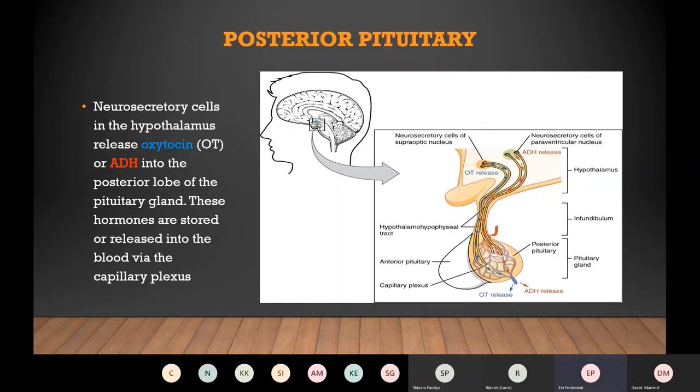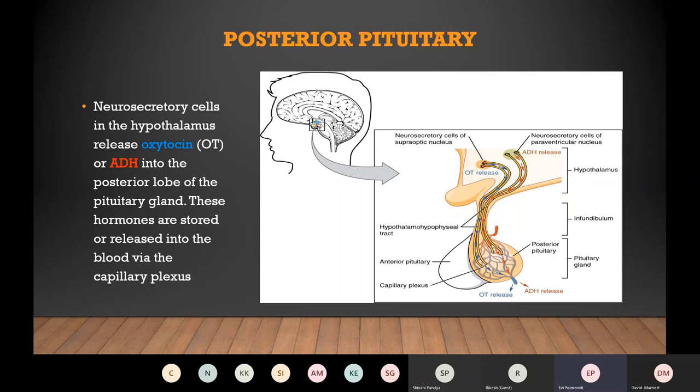Going a little bit further into the pituitary gland right now. As we said, we have the anterior and the posterior pituitary. The posterior releases two hormones, oxytocin and ADH, antidiuretic hormone. What is nice about these two hormones is that they're not actually produced by the posterior pituitary. They're produced by the hypothalamus, from the supraoptic nucleus and the paraventricular nucleus.